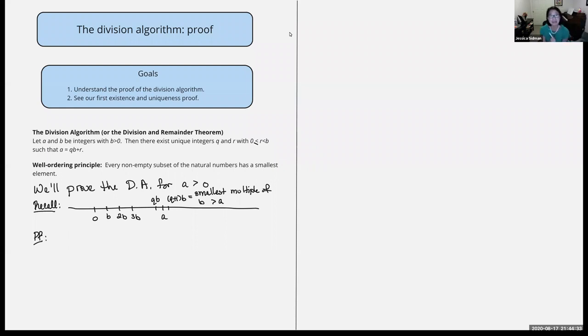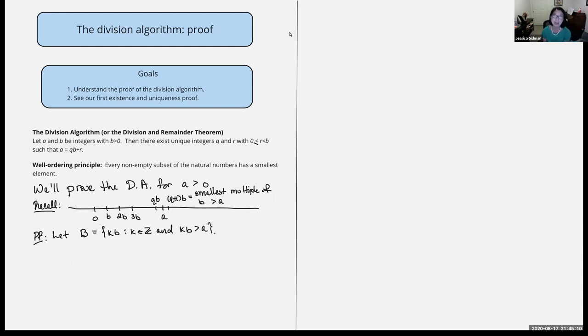So I said this proof is different than our previous proofs. We're not just gonna start by writing down a definition. We're gonna start by creating something to talk about, okay? So the thing we're gonna create is a set. So let's let capital B equal the set of all multiples of B such that KB is strictly bigger than A.